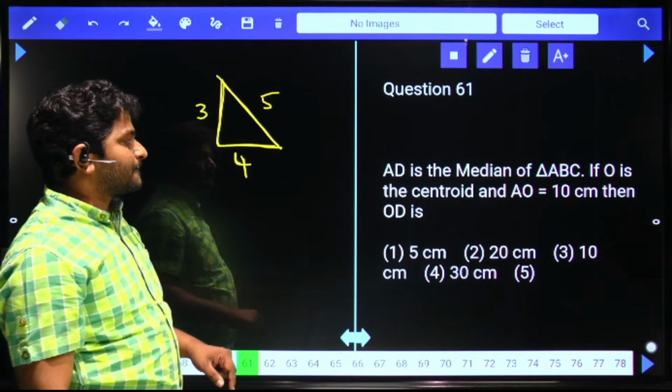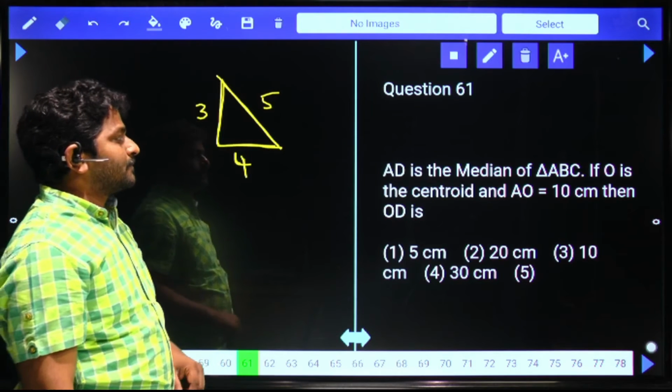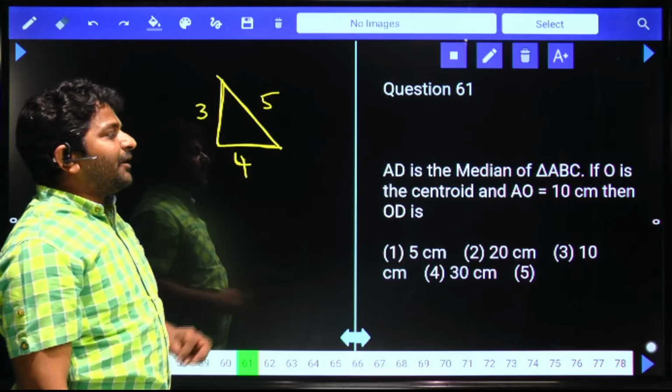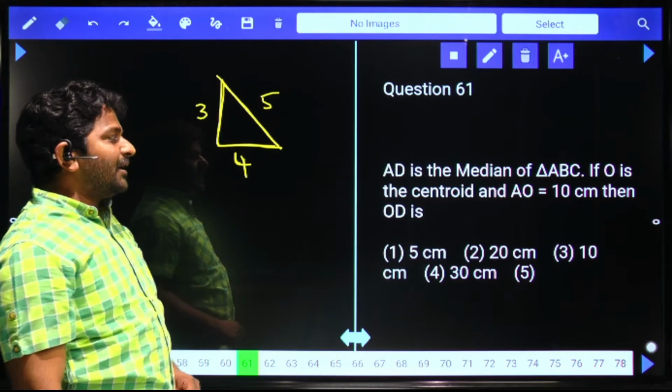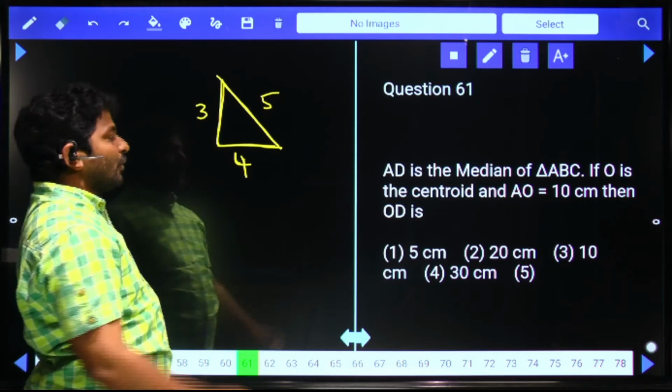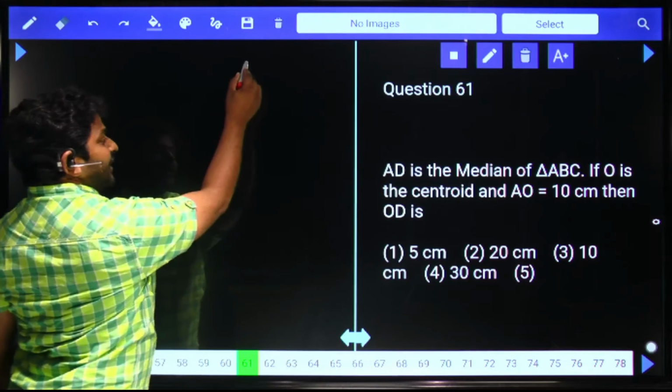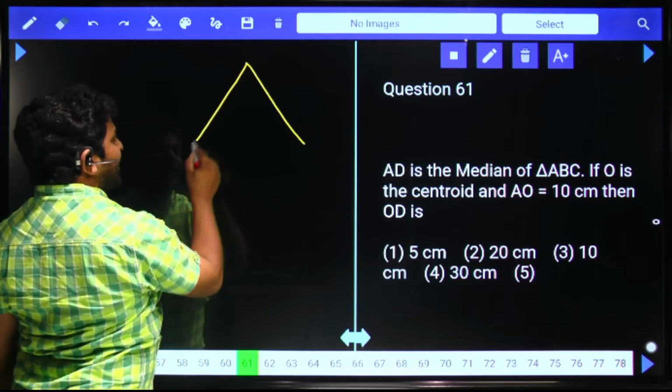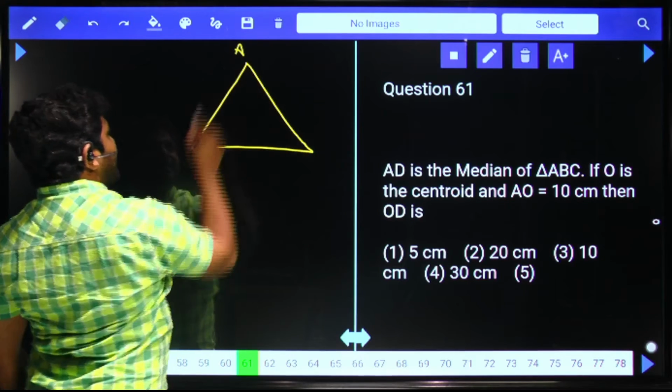Next. AD is a median of triangle ABC. If O is the centroid and AO is equal to 10, OD is equal to how much? AD is a median. Okay, this is triangle ABC.